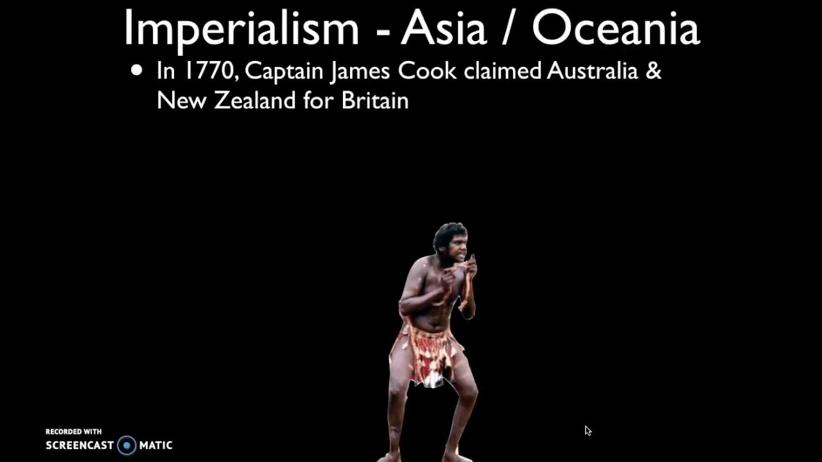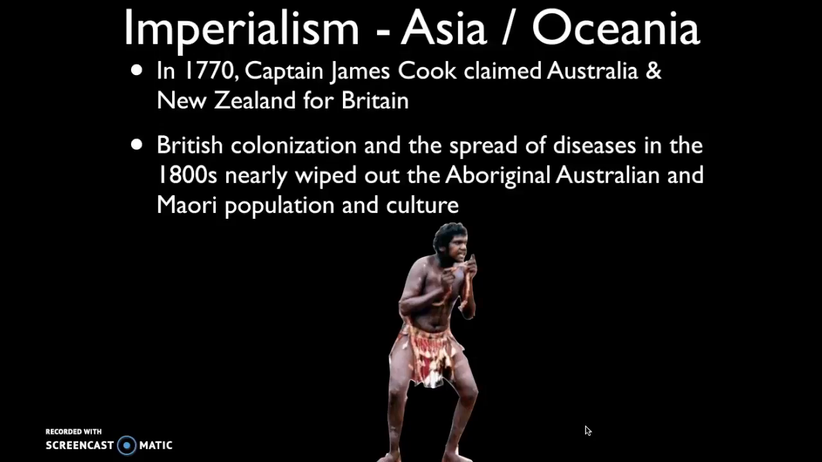Because of the limited contact between the indigenous peoples, the Maori in New Zealand and the Aborigines in Australia, many of them are going to die off of diseases. So British colonization and the spread of diseases in the 1800s nearly wipe out the Aboriginal Australian population. Something like 2 or 3% of the population today trace their descent through the Aborigines.